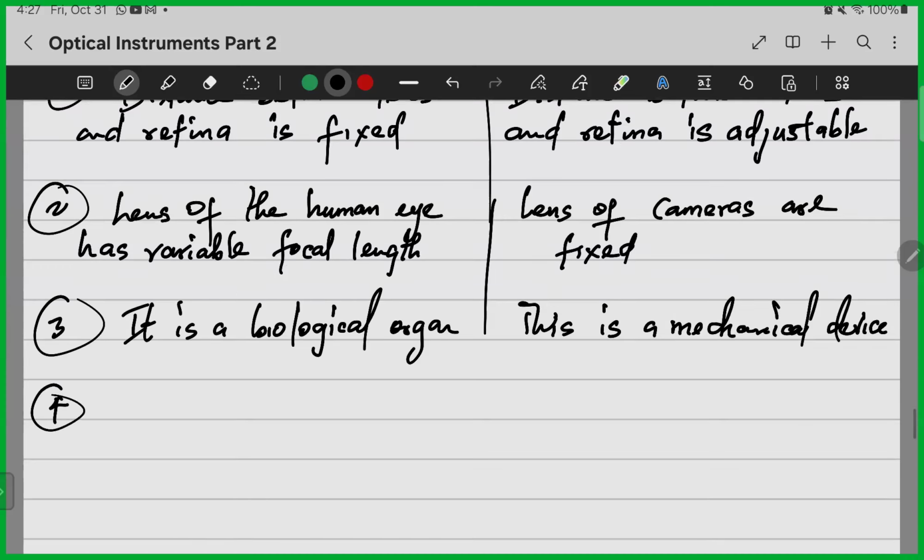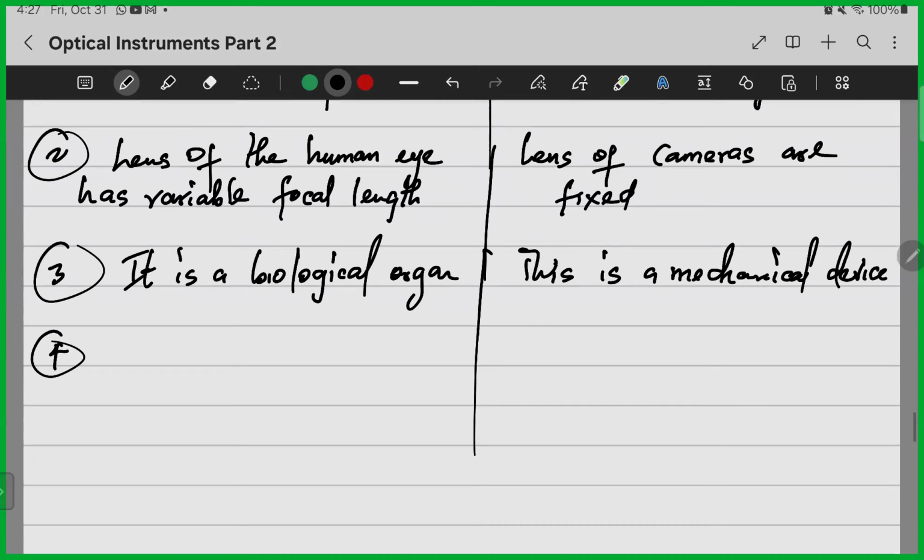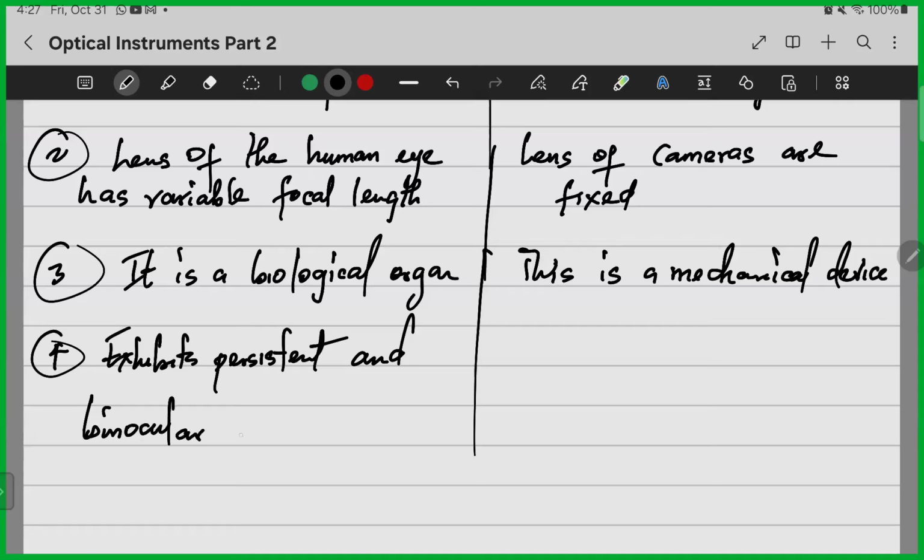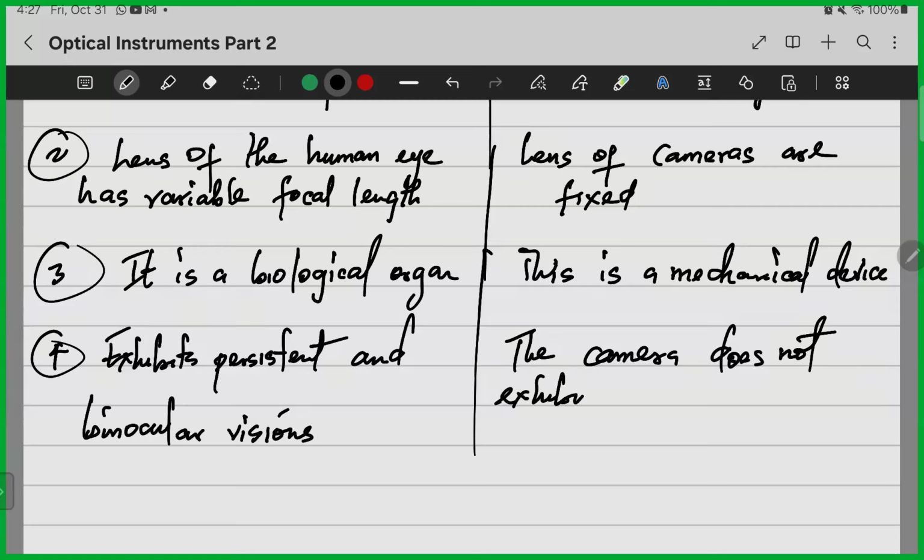This, for the eye, it exhibits persistent and binocular visions. The camera does not exhibit persistent and binocular visions. That's where we stop on the differences.